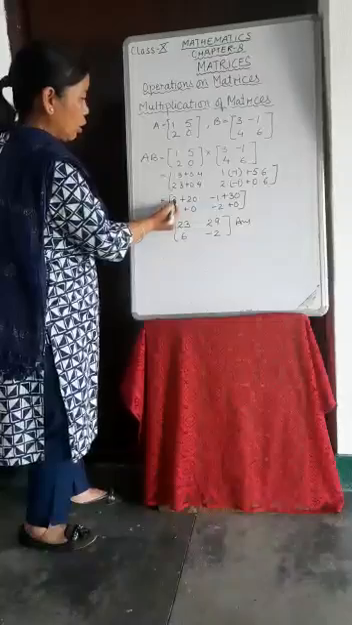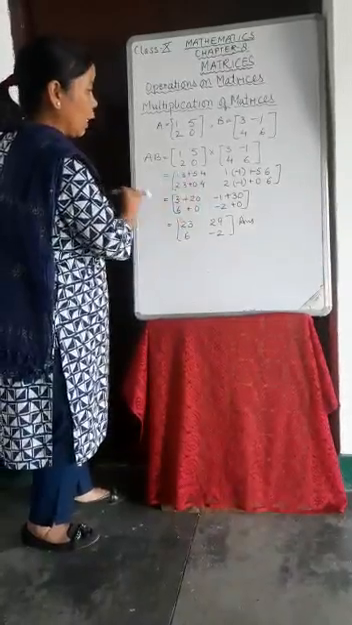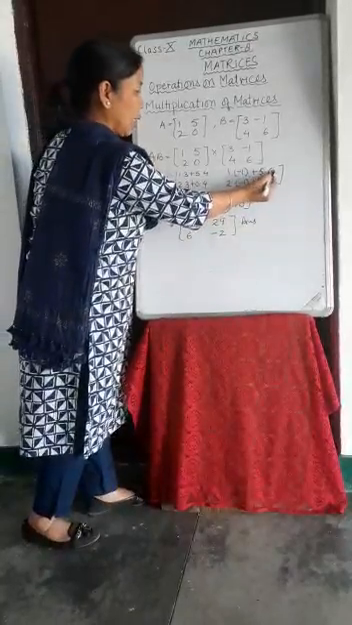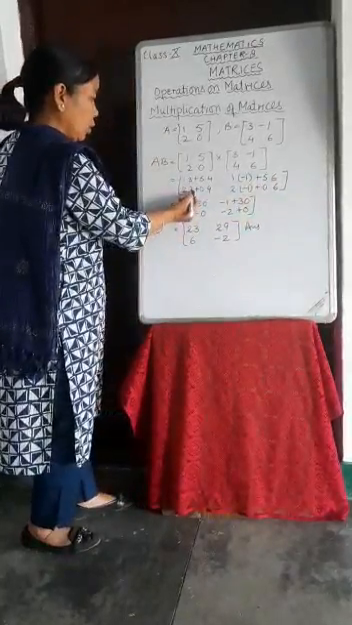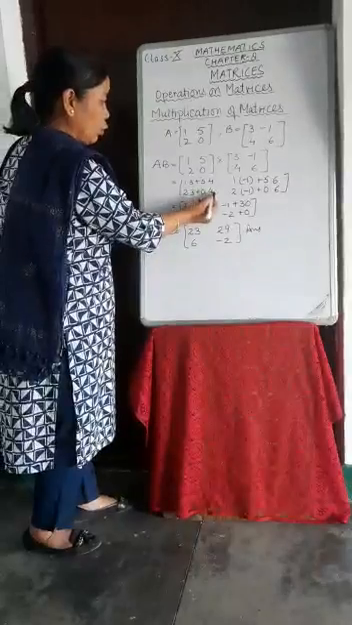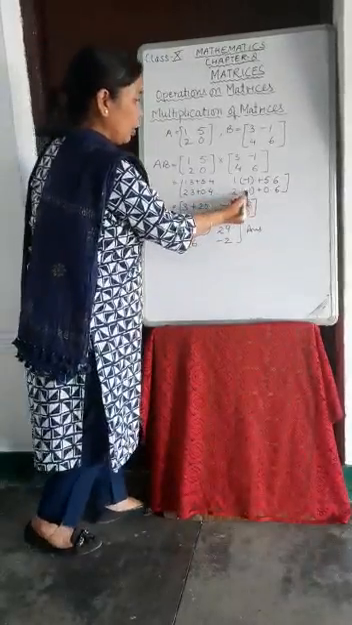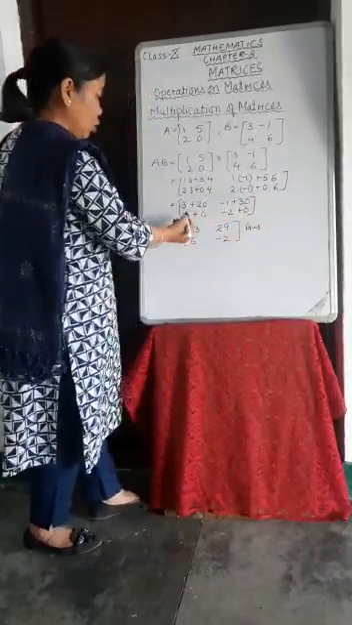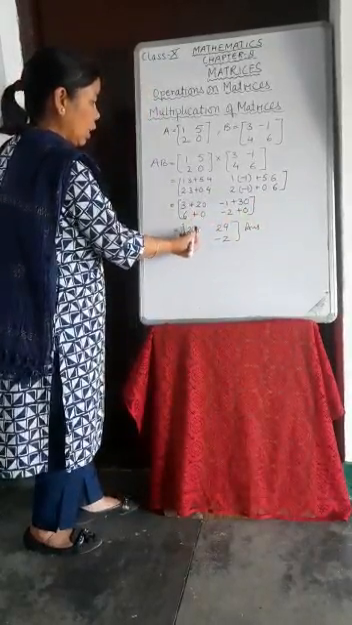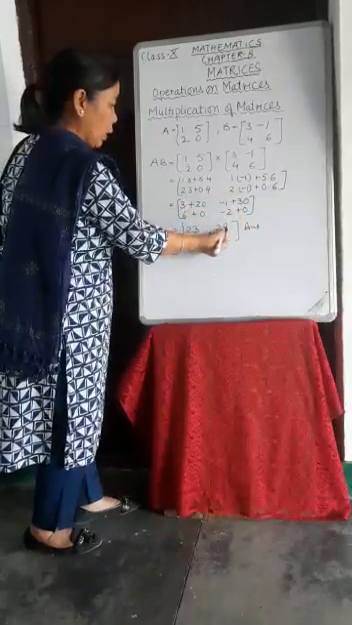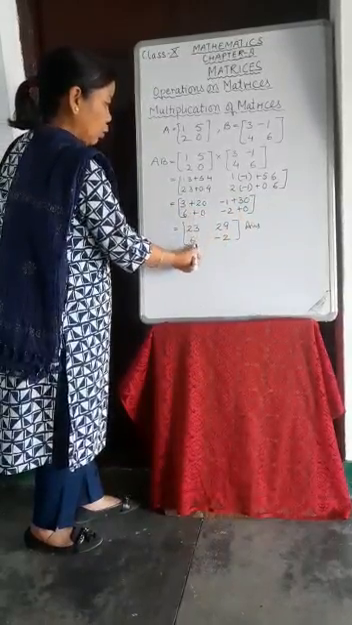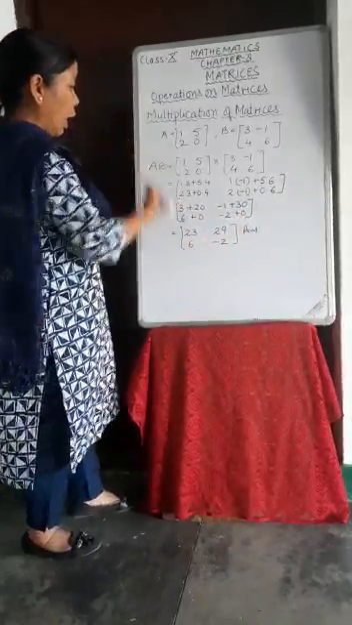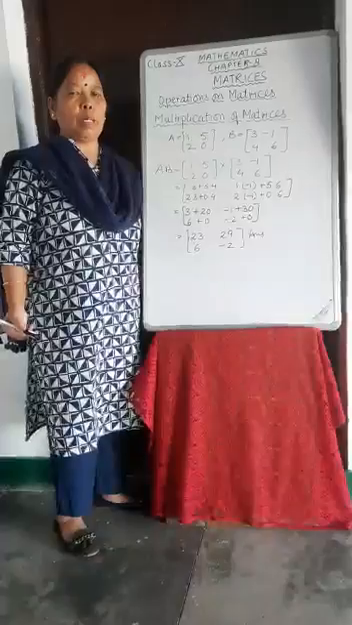So 1 into 3 is 3, plus 5 4s are 20. 1 into minus 1 is minus 1, plus 5 into 6 is 30. 2 3s are 6, plus 0 into 4 is 0. 2 into minus 1 is minus 2, plus 0 into 6 is 0. So 20 plus 3 is 23 and 30 minus 1 is 29. 6 plus 0 is 6 only. Minus 2 plus 0 is minus 2. This is how you will multiply two matrices.